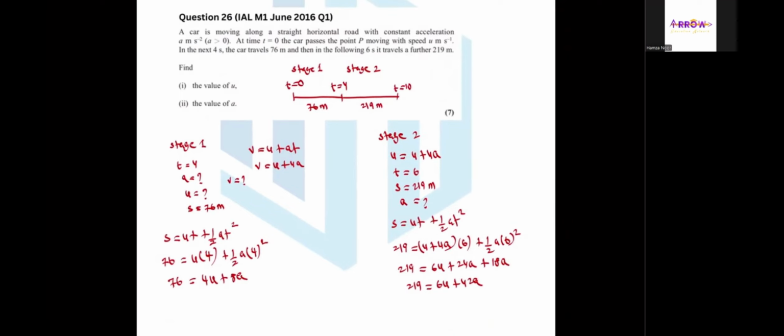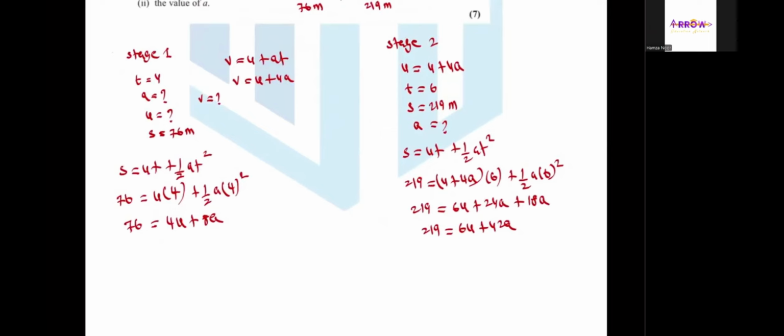So we have successfully obtained two linear equations in terms of u and a. And for part 1, we need to find the value of u first. This means that we need to eliminate acceleration over here. So I'm going to make a the subject. So a is equal to (76 minus 4u) divided by 8. And I'm going to substitute this into equation number 2. So 219 is equal to 6u plus 42 times (76 minus 4u) divided by 8.